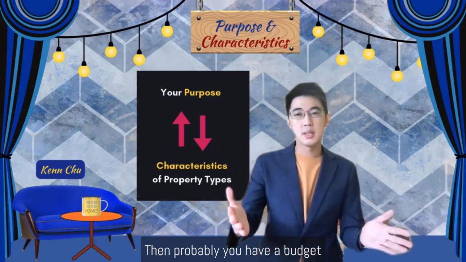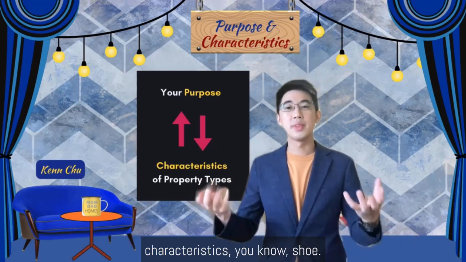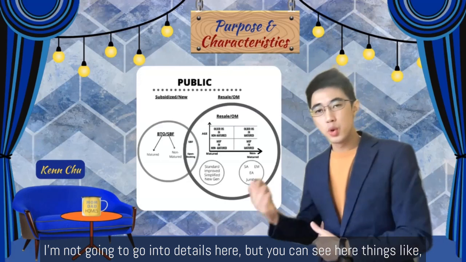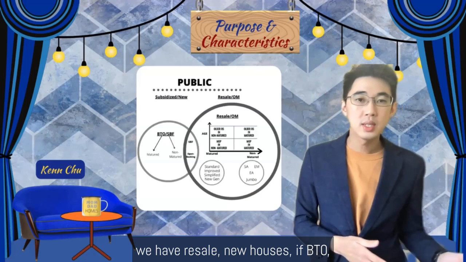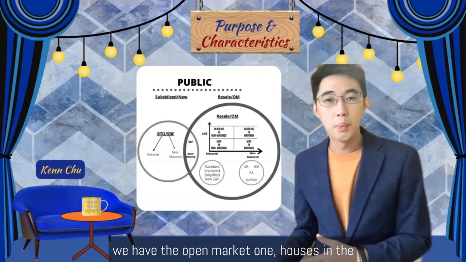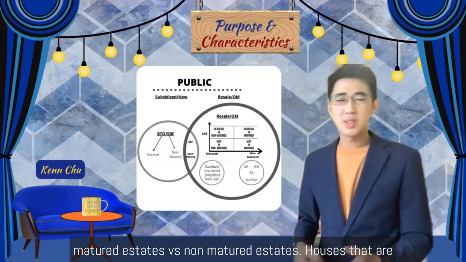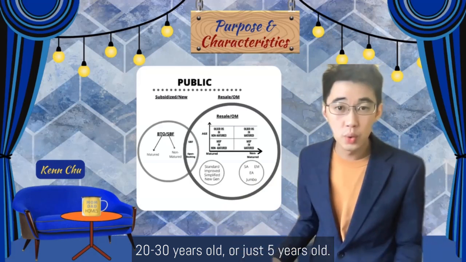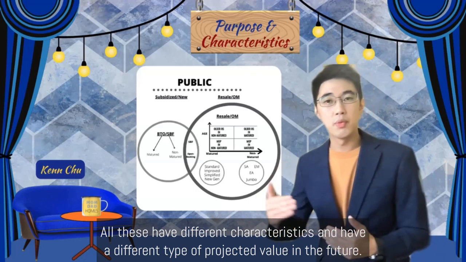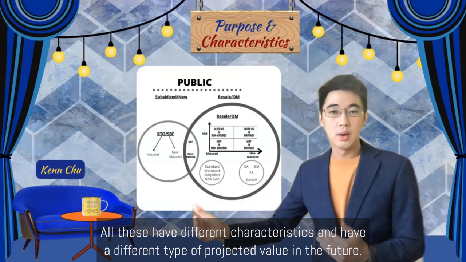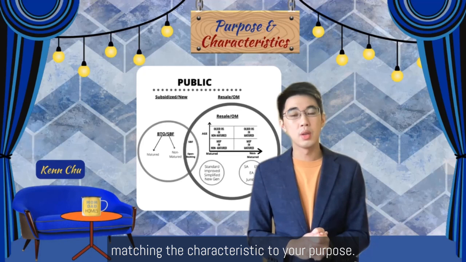Then probably you have a budget, set your financials, and next, naturally you will think of the characteristic of that shoe. I'm not going to go into details here, but you can see things like we have resale, we have new houses, we have the BTO, we have the supermarkets one, houses in the matured estate, non-matured estates, houses that are 20-30 years old, houses that are 5 years old. All these have different characteristics and have a different type of projected value in the future. So this is something that you want to take note of, that you match the characteristic to your purpose.